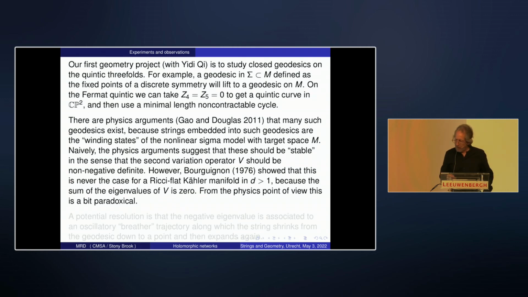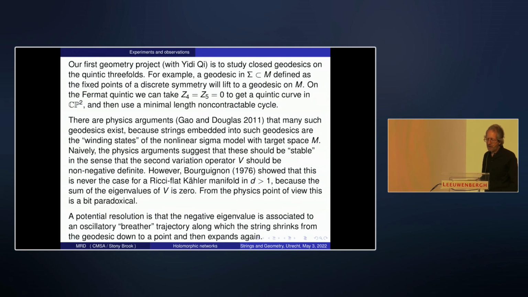This is a little paradoxical, because these models clearly do have winding states. You can look at the Gepner model, and it has things that look like winding states, and you need them for modular invariance. But now I've just told you there is no stable string that you could actually quantize around to get the winding state. That paradox is still open.